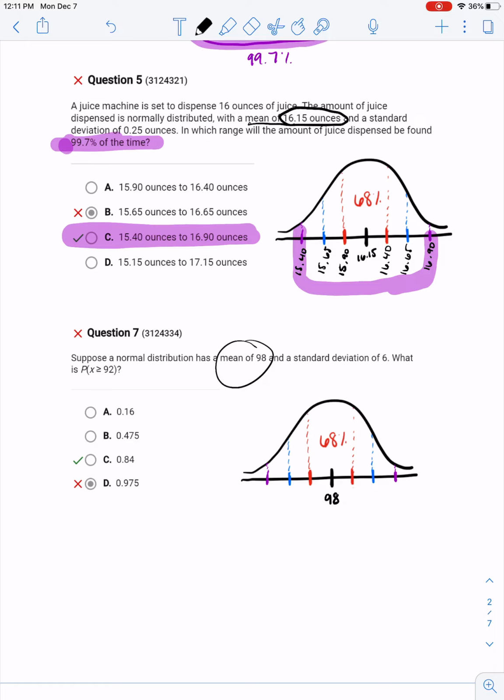So if I add 6, 98 plus 6, that's 104. Add 6 again, that's 110. Add 6 again is 116. Okay, let's go the other direction. So let's subtract 6, we get 92. Subtract 6 again, you get 86. Subtract 6 again, you get 80.